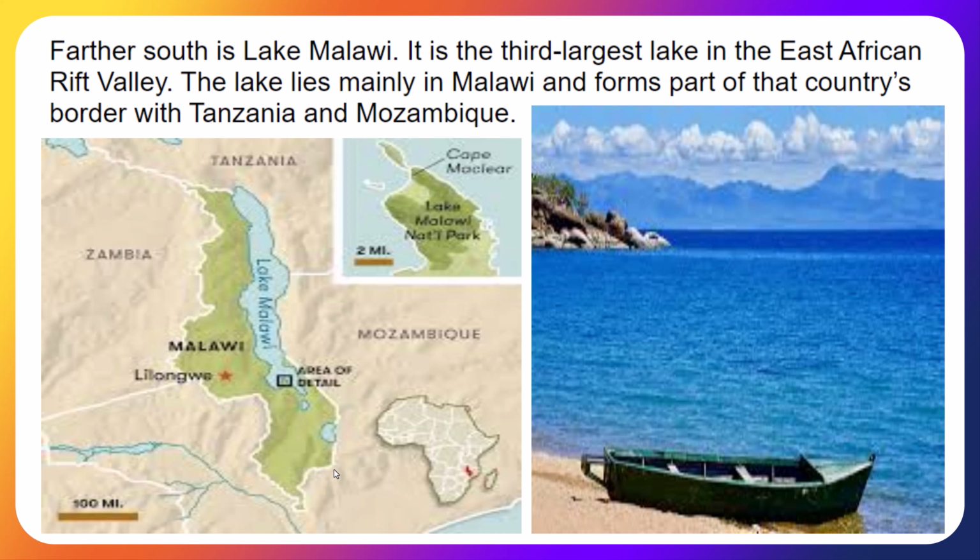Farther south is Lake Malawi. It is the 3rd largest lake in the East African Rift Valley. The lake lies mainly in Malawi and forms part of that country's border with Tanzania and Mozambique. And you can see that pictured on the map here, and the blue waters pictured here.